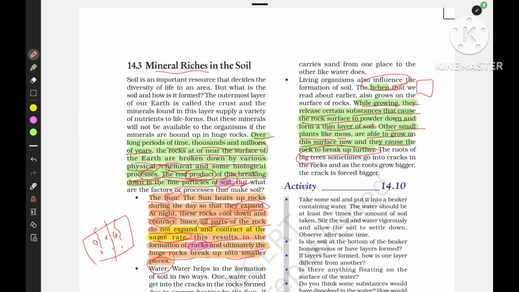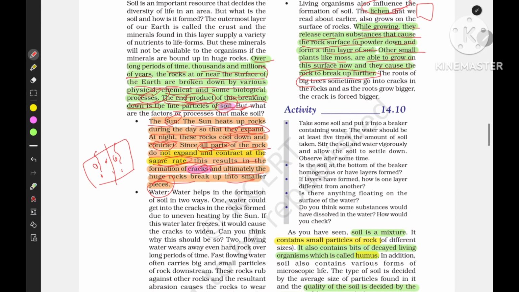Let's learn about how soil forms. Over a long period of time, thousands and millions of years, the rocks near the surface of the earth are broken down by various physical, chemical and some biological processes. The end product of this breaking down into fine particles is the soil.